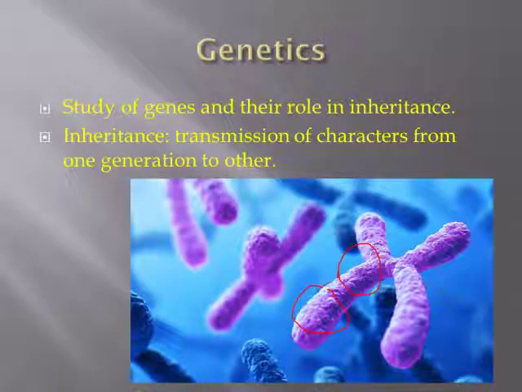Now we have to understand what inheritance is. Inheritance is the transmission of characters from one generation to another generation. For example, you have a few characters of your parents, maybe eye color, hair color, height, face shape, and these are transmitted from your parents, and this is inheritance. Genes are actually responsible for inheritance, and this is studied under genetics.